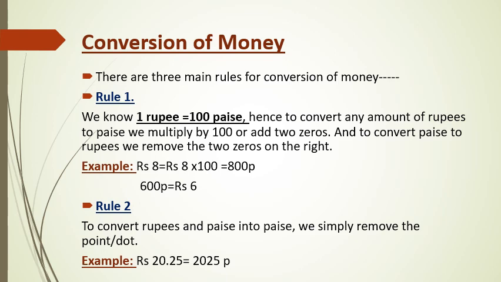To convert rupees and paise into paise, we simply remove the point or dot. Example, rupees 20.25. We have to convert it into paise. So what we are going to do? We simply remove the dot. So we are getting 2025 paise. Now let's see how we can calculate this.